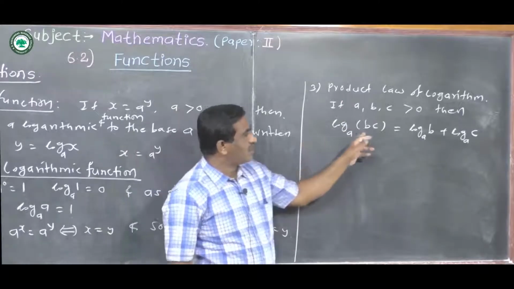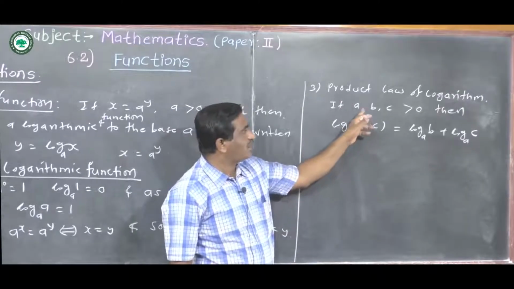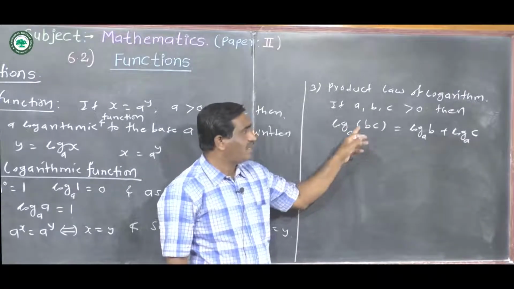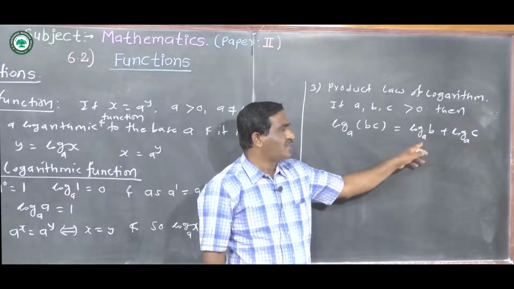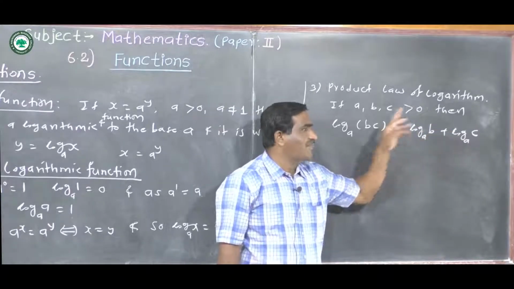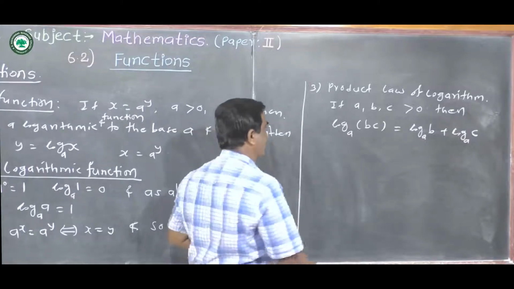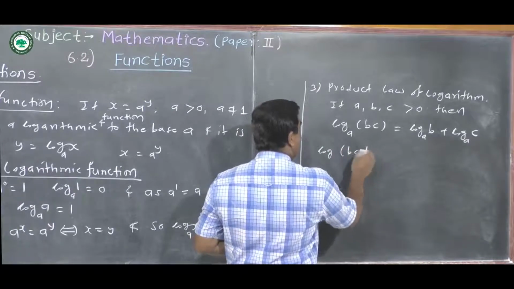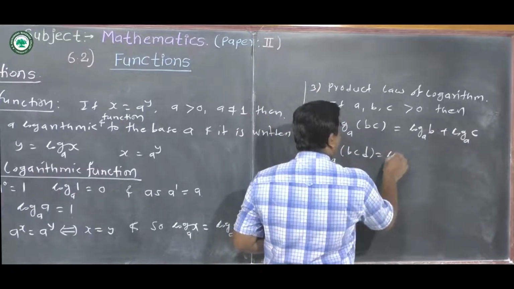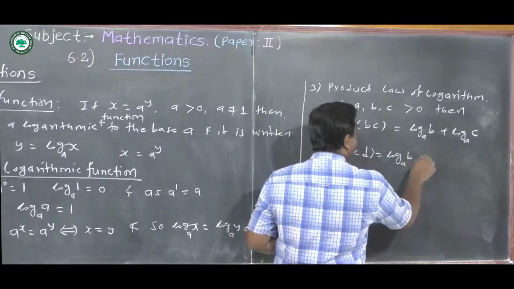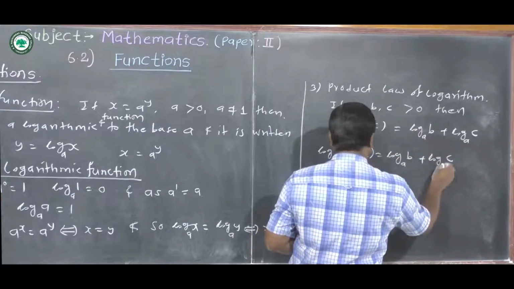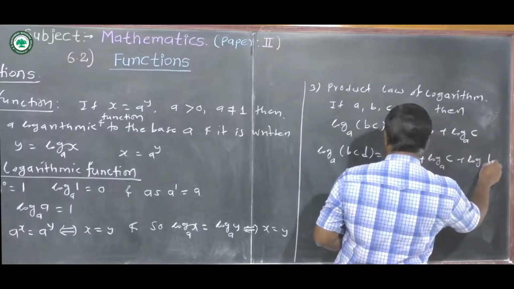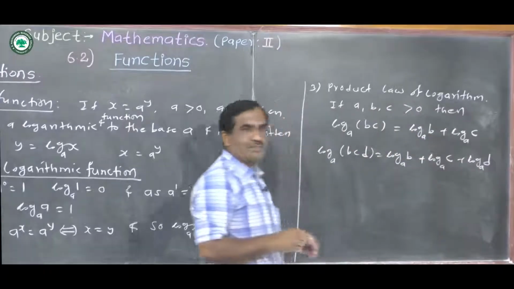We can again explain this law by considering three numbers b, c, d. Log of b, c, d to the base a is equal to log b to the base a plus log c to the base a plus log d to the base a. We can extend this law like this. This is the product law.